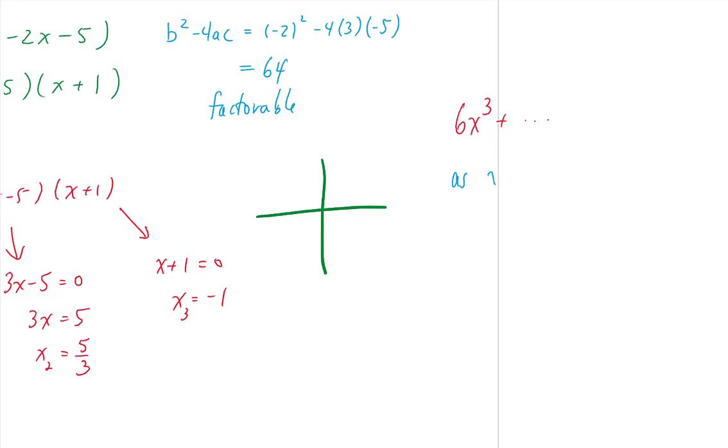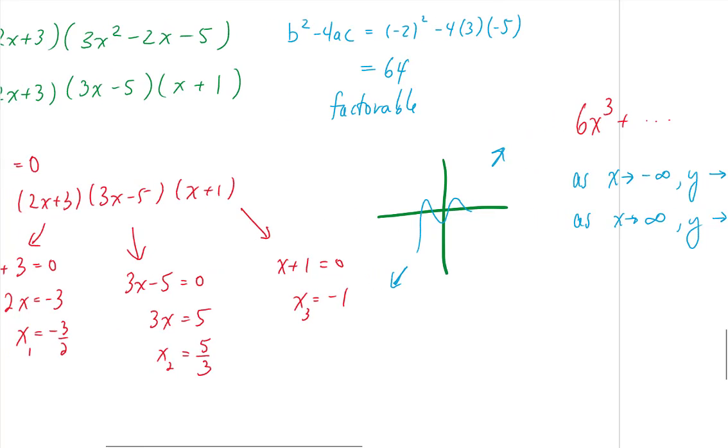So as x goes to negative infinity, we know that y must go to negative infinity. And as x goes to positive infinity, we know that y must go to positive infinity because of the leading coefficient and the degree of this polynomial. So it's going to look something like this with something happening in the middle. So let's sketch that.